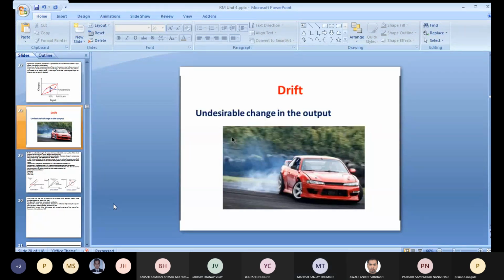Okay. So just write down the definition. Drift: it is an undesirable change in the output.